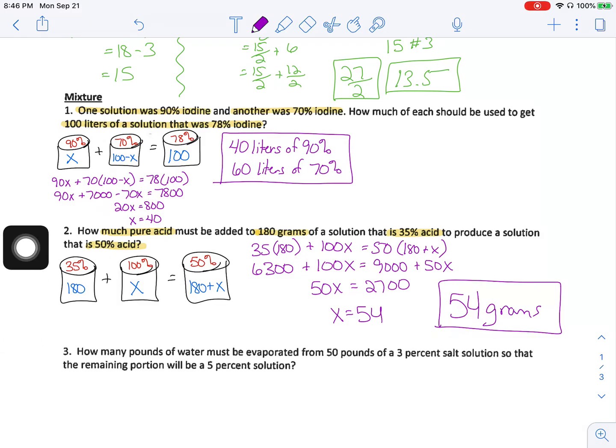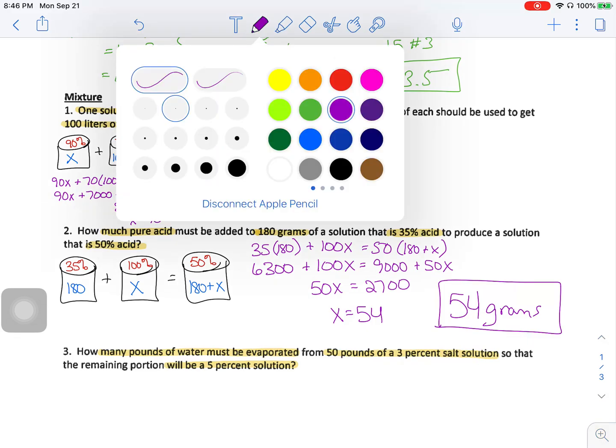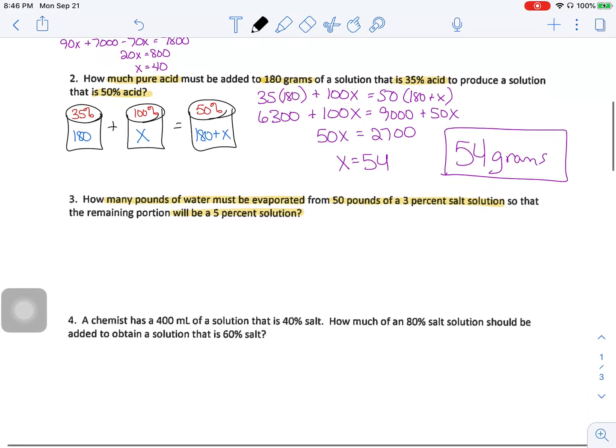All right, I'm going to go ahead and do number 3 as well. Again, I will probably break up this video at some point just so it's not super, super long. Okay, so problem number 3. How many pounds of water must be evaporated from 50 pounds of a 3% salt solution, so that the remaining portion will be a 5% solution? Okay, we got some weird stuff going on here because we've got evaporation.